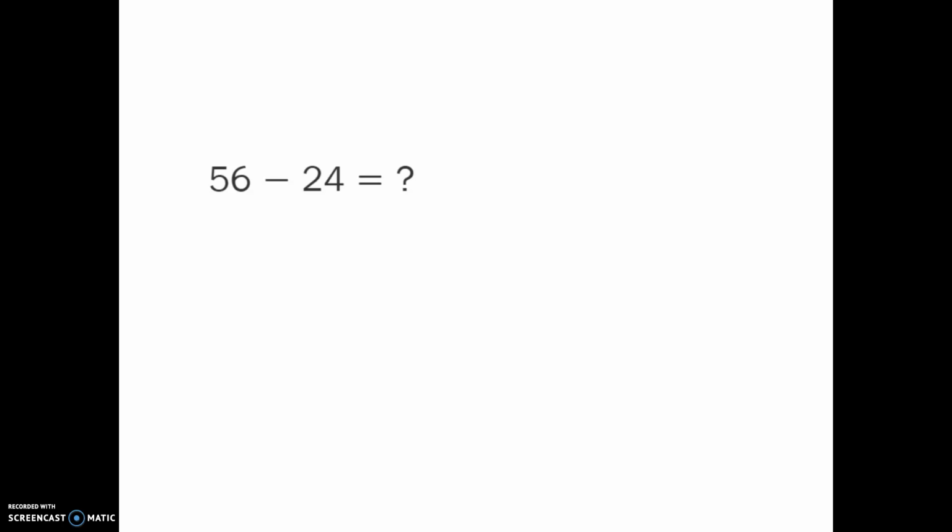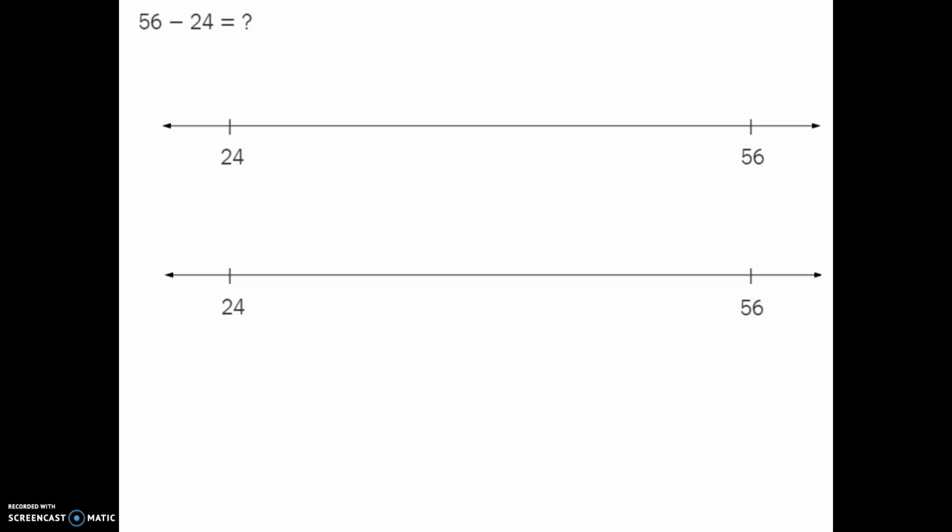It's a number line. So I have a number line here, an open number line. Now my problem is 56 minus 24. On my number line, I have to start with 24 and end at 56. And the number of hops that I take will give me the answer to 56 minus 24.